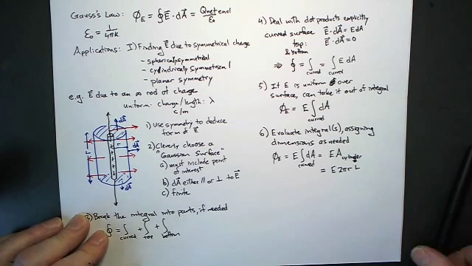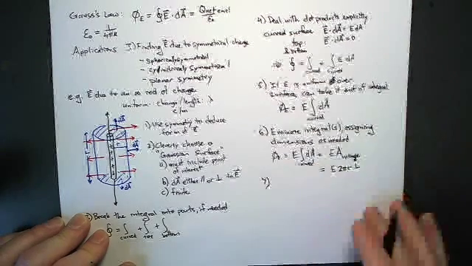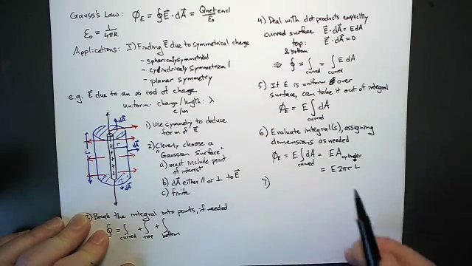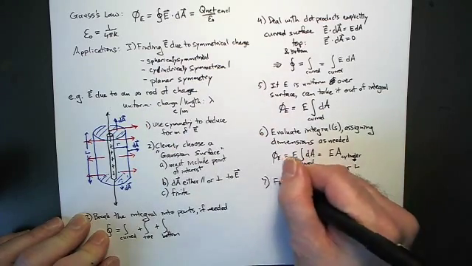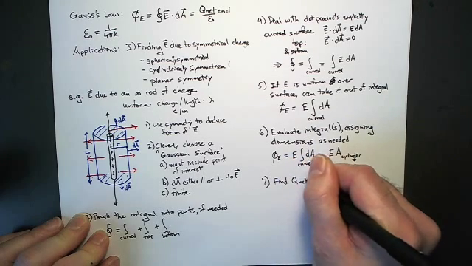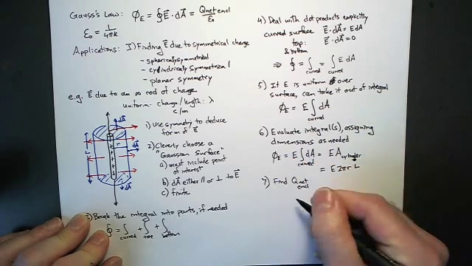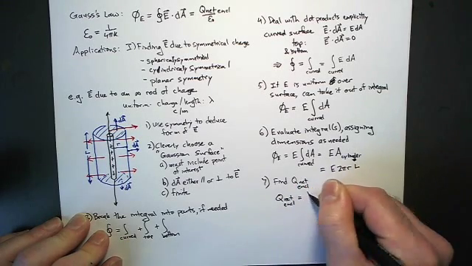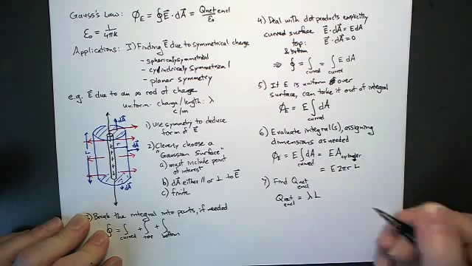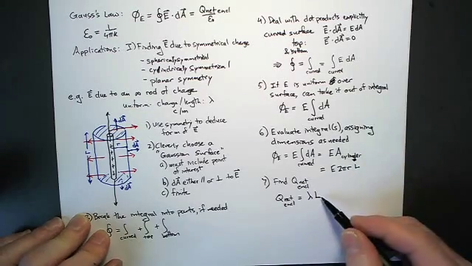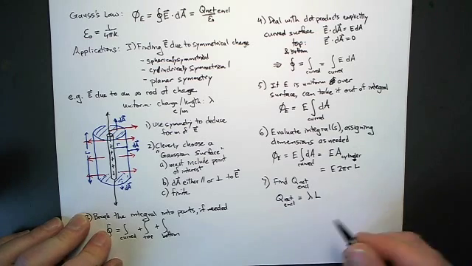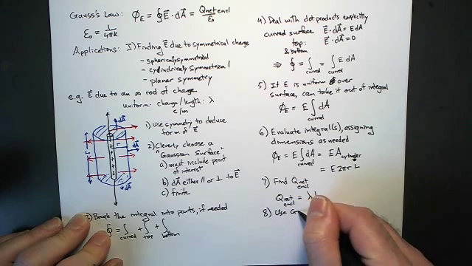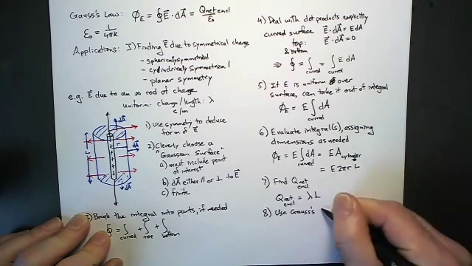Okay. Step 7. So far we've been working on the left side of Gauss's law. Now we're going to start working on the right side. So step 7 is find the net enclosed charge. So in our example, the net enclosed charge is simply the charge per unit length lambda times the length L. And you can see we also need to know the length for this part. Step 8 is to use Gauss's law to find the electric field.